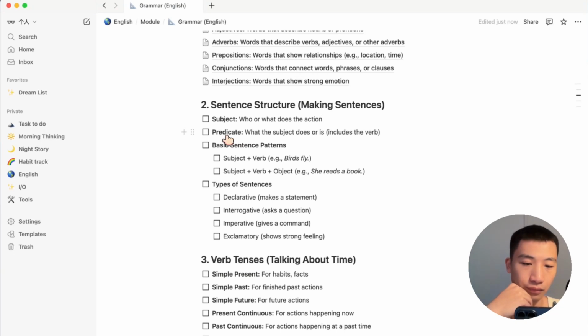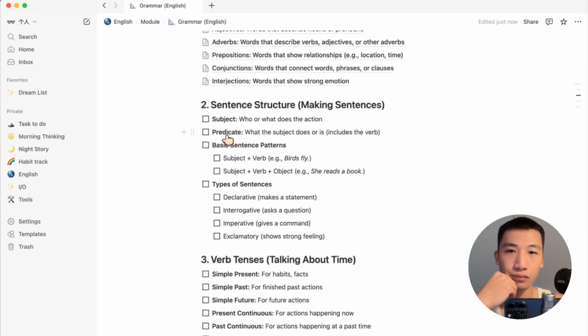Sure. The subject is who or what the sentence is about, and the predicate is what the subject does or is. So in "The dog barks loudly," the dog is the subject, and barks loudly is the predicate. Do you have any sentences you'd like to analyze together?